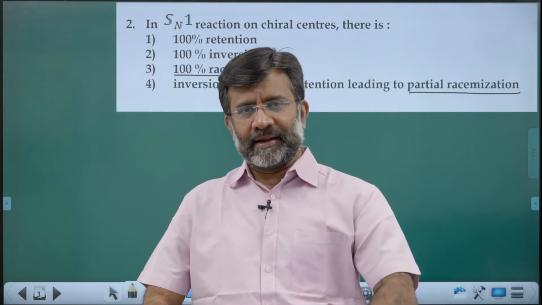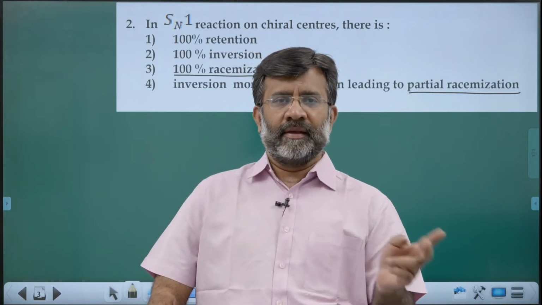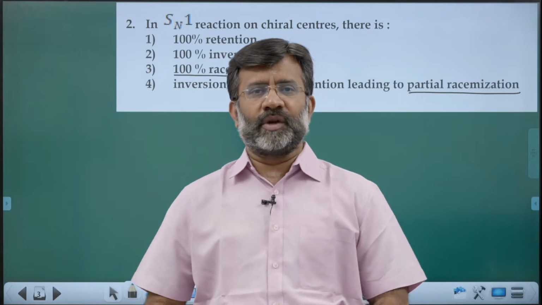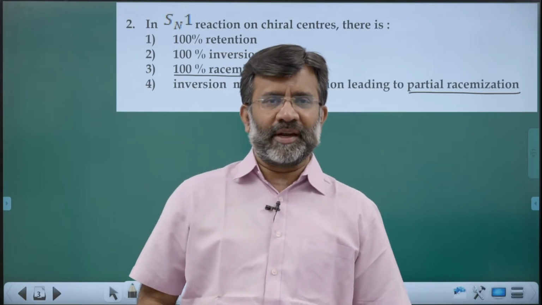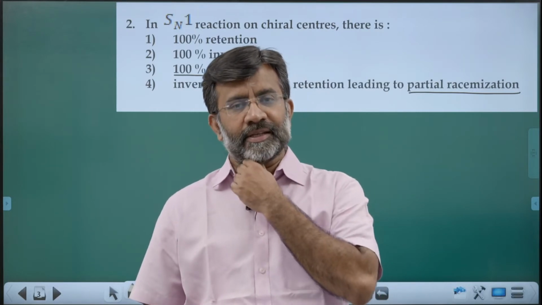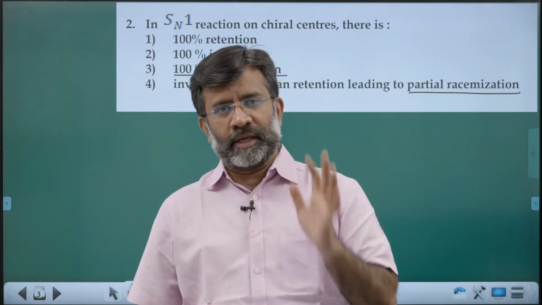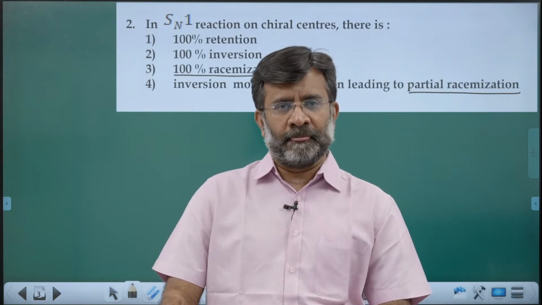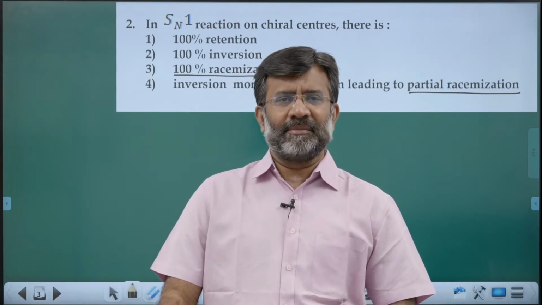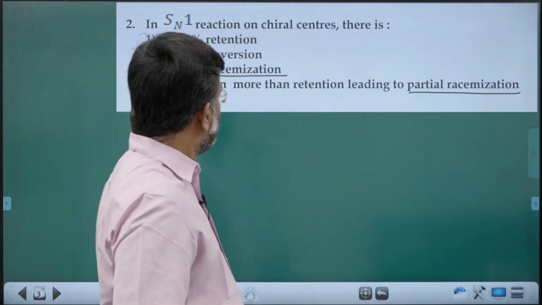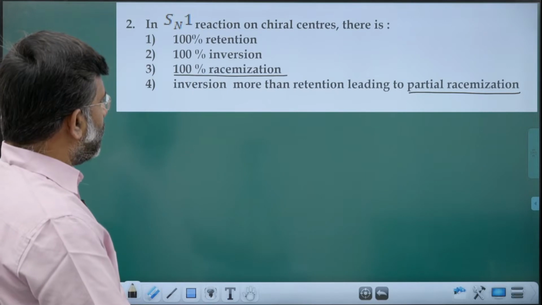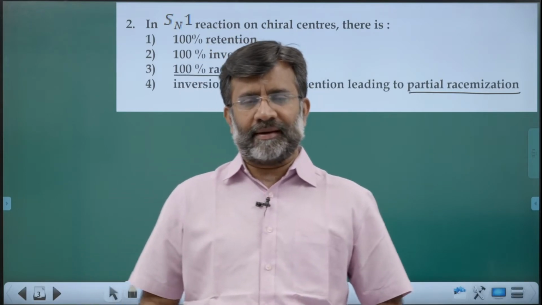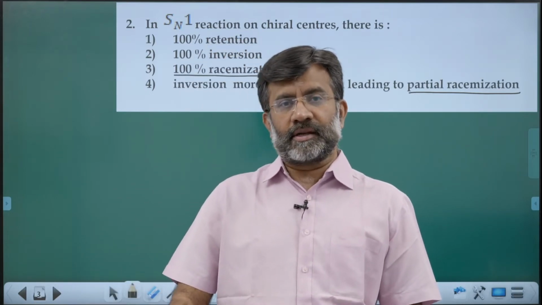Say for example, 80% racemic product and 20% of any one of the products. So 80% will be dextro and levo, that means 40-40. The remaining 20% could be a pure one of the products. So that is called partial racemization. So usually in SN1 reaction we say it is racemic product, but don't expect 100% racemization. Many times inversion can dominate. Sometimes retention can dominate. You see, inversion more than retention leads to partial racemization. That is one of the most observed phenomena.